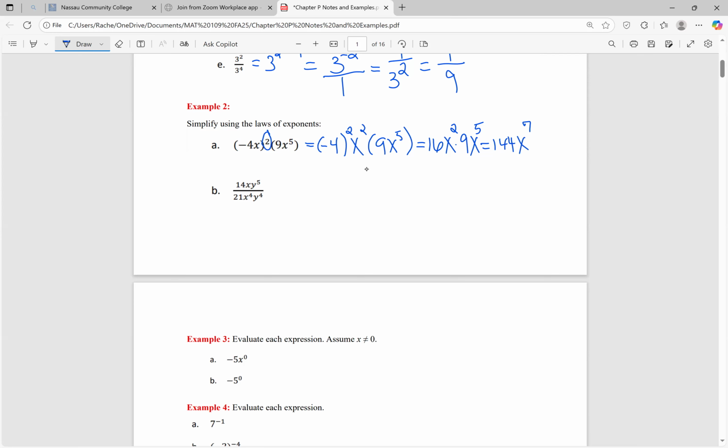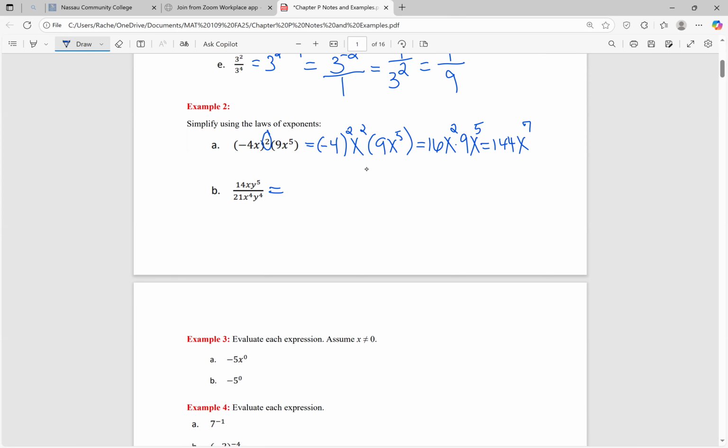And let's look at part B. In part B, I have a quotient now. So I have 14 times xy to the 5th, and we're dividing that by 21 x to the 4th times y to the 4th. So first, let's look at 14 over 21.